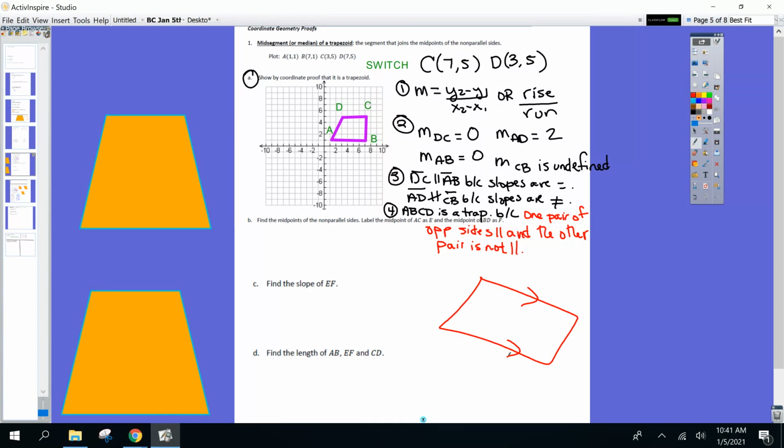All right, now I want to show you a special part of a trapezoid you've never heard or seen before. And to do that, let's go to part B. Now I want you to find the midpoints of the non-parallel sides. And so it's going to be midpoint of AD, because remember, we switched the coordinates. So it's going to be the midpoint of AD and the midpoint of side CB.